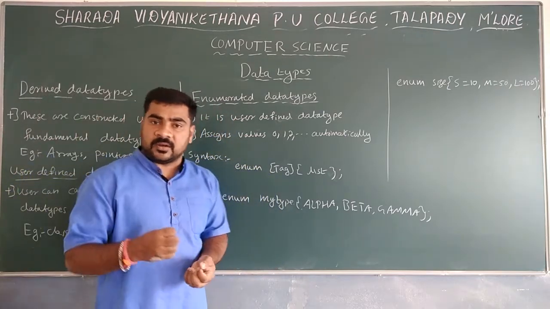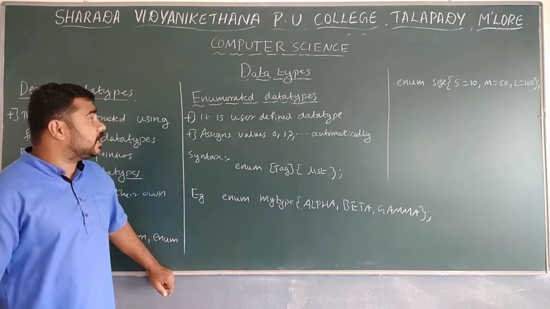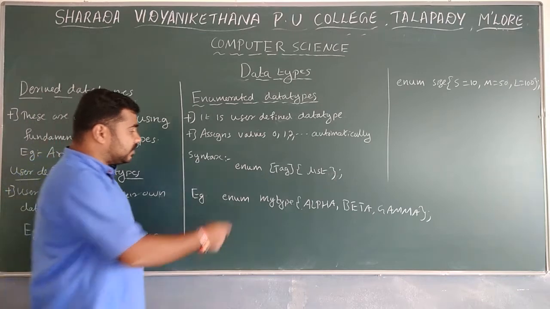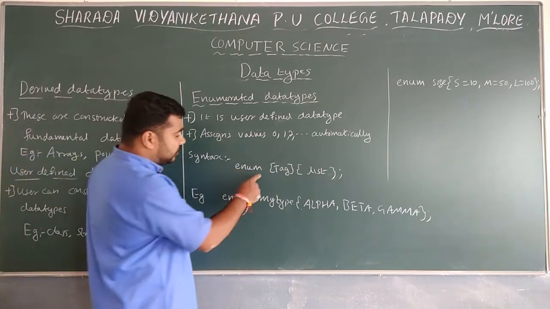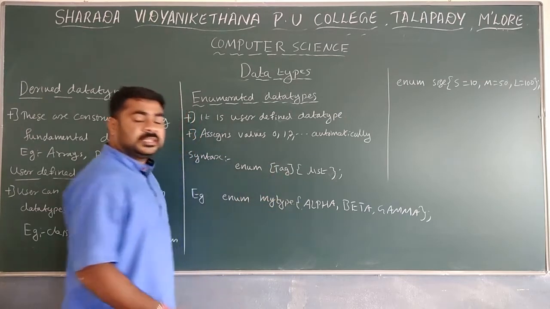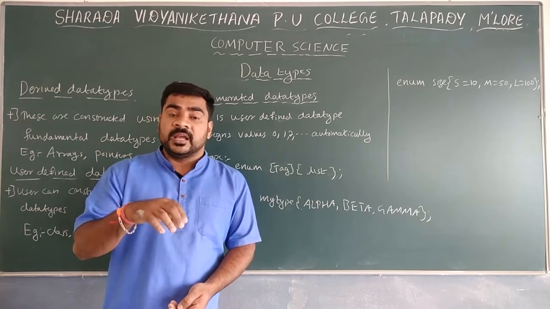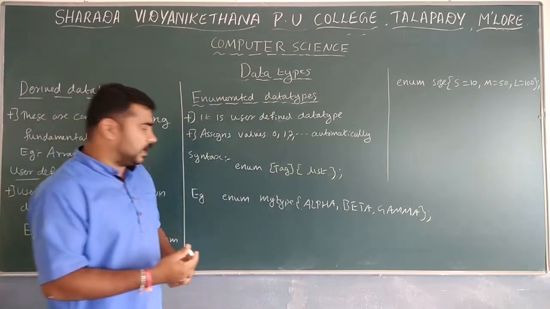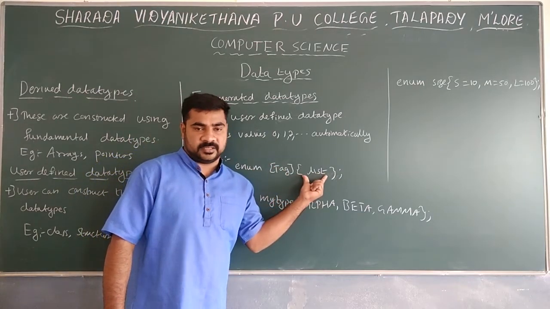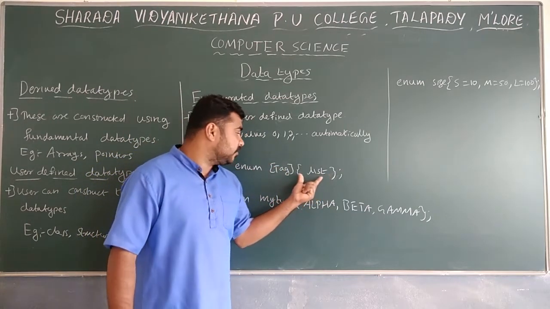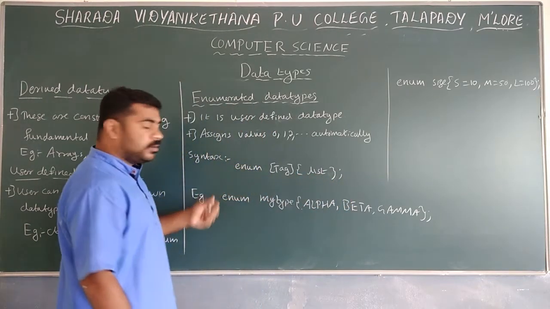Values are assigned automatically. Here is the syntax. To declare an enumerated data type, the first thing is enum. Enum is a keyword. Then give a space and give the tag. The tag is a variable name, the enumerated data type name, and you can give any name. Then you have to give the enumerated list within curly brackets, and finally a semicolon. This is the syntax for enumerated.